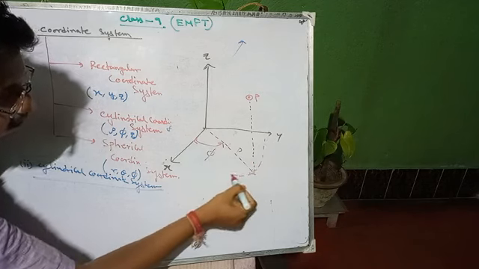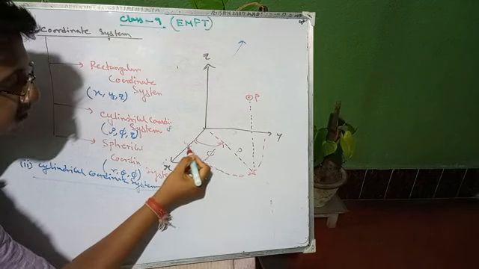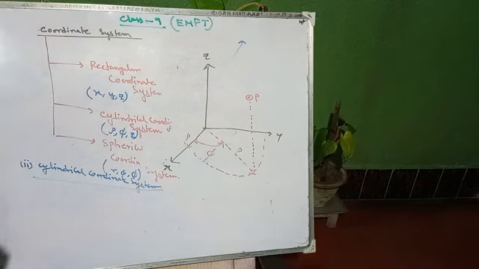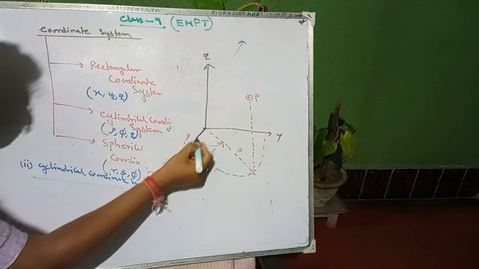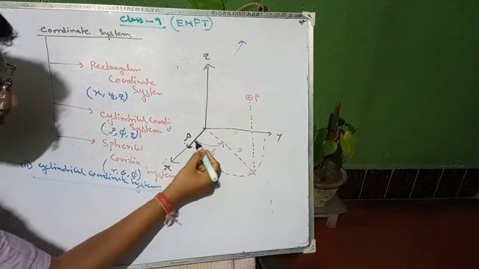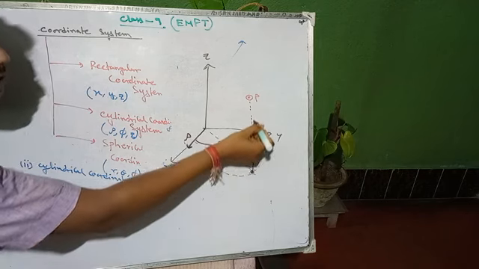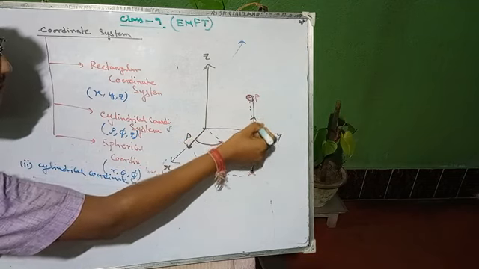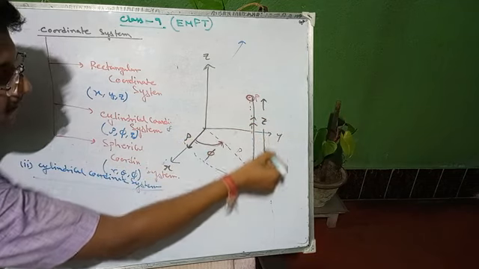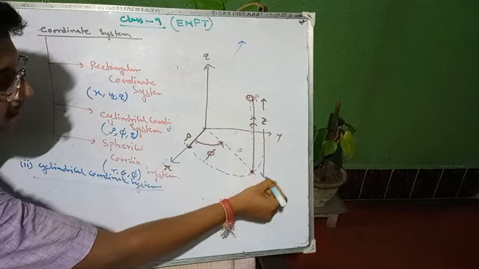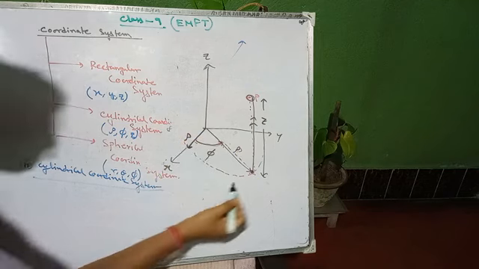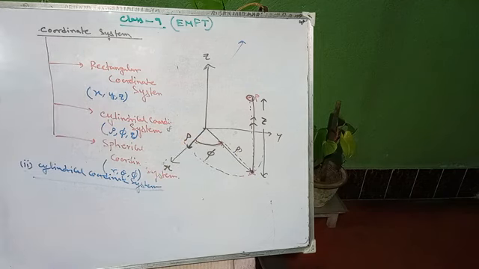If we move, so this is your rho. You have to set a distance rho over here, then move by angle phi, and then move towards the z-axis to reach a point P. So this length is z, and this length is rho. Similarly here, this length is also rho, and this angle will be phi. So what will be the relation between x, y, z and rho, phi, z?